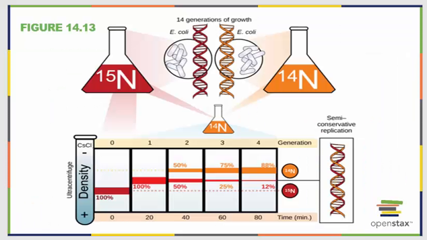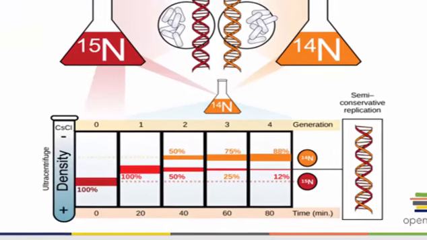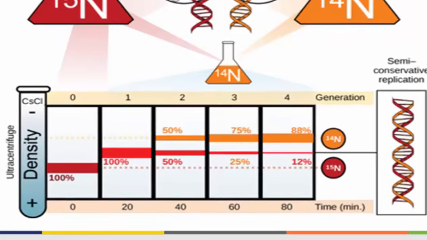They experimented with E. coli, first growing it in a heavy nitrogen, nitrogen 15 solution, and then a lighter nitrogen, nitrogen 14 solution. DNA grown in nitrogen 15, the red band, is heavier than DNA grown in nitrogen 14. And when you let it separate out, the sediments of the heavier DNA will rest lower in a cesium chloride solution when you put it into a special type of centrifuge.